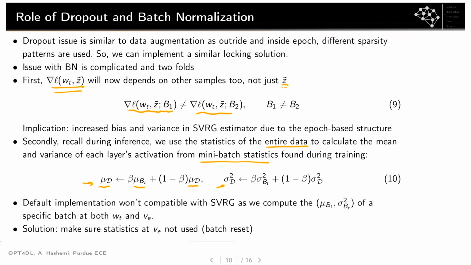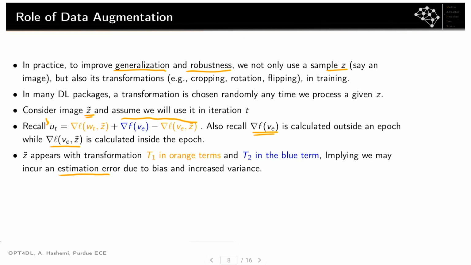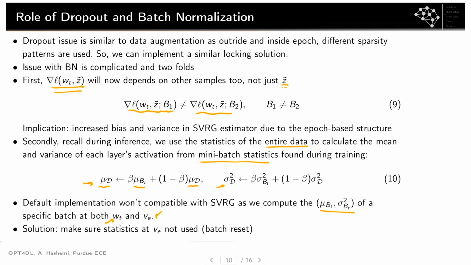Okay, because the reason is we are actually calculating the statistics at 2 different points. Okay, not only do we calculate that at WT, but we also calculate it at V sub E. Again, this goes back to the structure of the SVRG update rule that I have here. Let's take another look. Okay, so this depends on WT. This term, on the other hand, depends on VE, which means that in each iteration you have basically 2 different statistics.